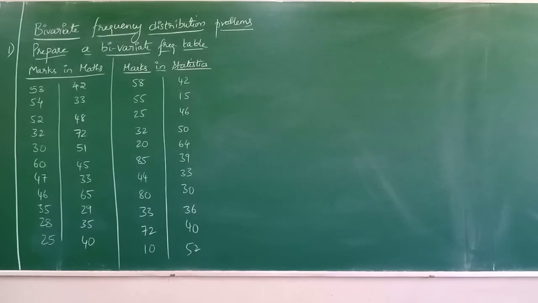Just before starting the problem, I would like to give you a brief idea about what we solved yesterday. In yesterday's problem, ages of mothers and number of children, the problem we calculated on the board, there were different ages of mothers and number of children according to that age. We framed a bivariate distribution table.